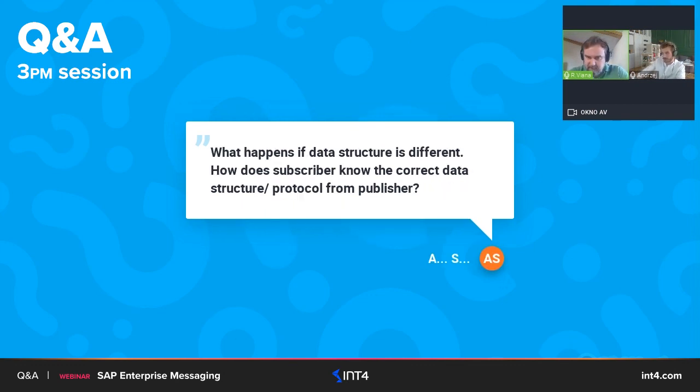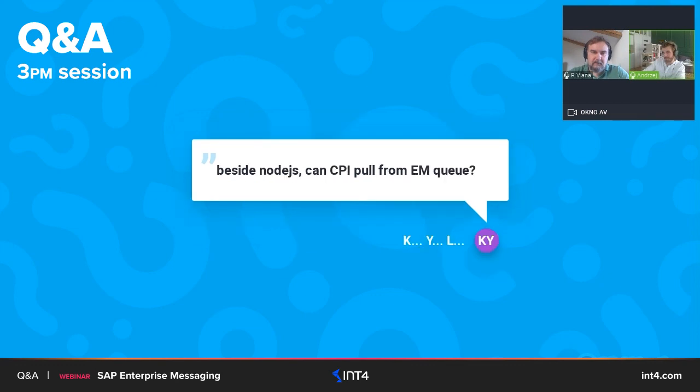This one. What happens if the data structure is different? How does the subscriber know the correct data structure? Well, it's a constant. We always receive the same structure. This is a standard structure used across all the cloud services, so we always know how it looks.